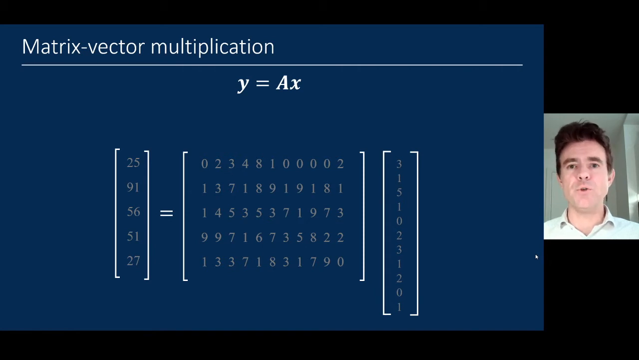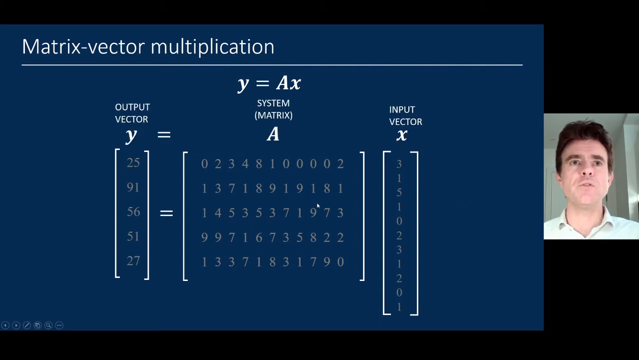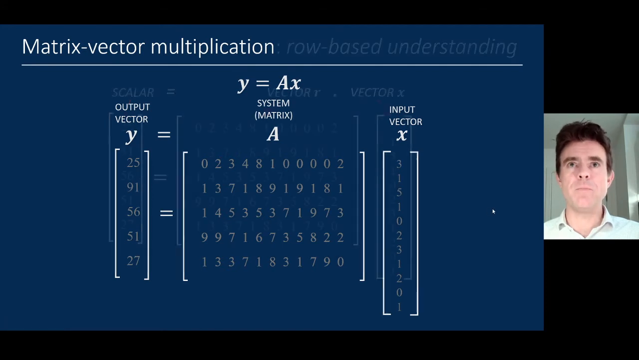Now, of course, we all know the standard formula for how to find this output vector, but I just want to go into that in a bit more detail here and try and visualize what's happening. But again, just to notice the notation here, this, if you like, is our matrix A, our system matrix. Here is our input vector X, and here is our output vector Y.